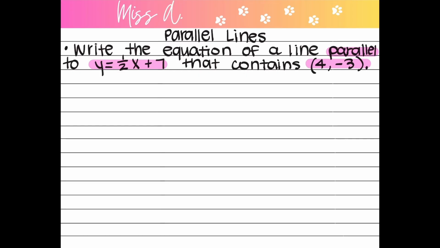So the first thing that we want to note is that anytime we have a parallel line, that means that my slope is going to be the same as my original equation. My slope is always this number that is paired with the x. So my slope here is a positive 1/2. That's going to come in handy. Now, we actually are not going to use this plus 7 at all in our equation. That's our old y-intercept. In order for a line to be parallel, it has to have a completely brand new y-intercept. So we are going to use point slope form to do this.